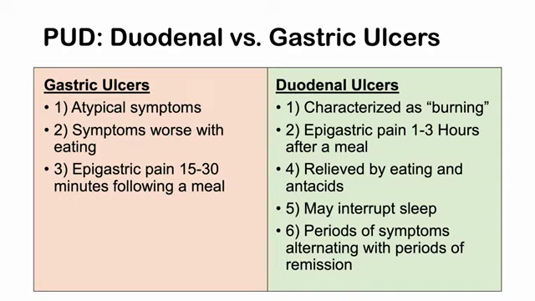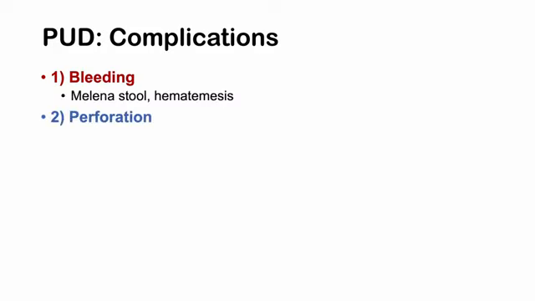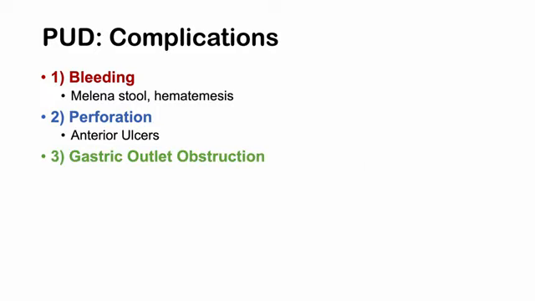Symptoms are better for certain periods of time and worse for other periods of time. There are also some important complications with peptic ulcer disease, including bleeding. This can lead to melena stool, hematemesis, and hematochezia can also occur, as well as perforation of the ulcer itself. This is more likely to occur with anterior ulcers. Gastric outlet obstruction can also occur, and then pancreatitis can also occur from peptic ulcer disease, especially with posterior ulcers. So those posterior ulcers can irritate the pancreas, leading to inflammation of the pancreas.